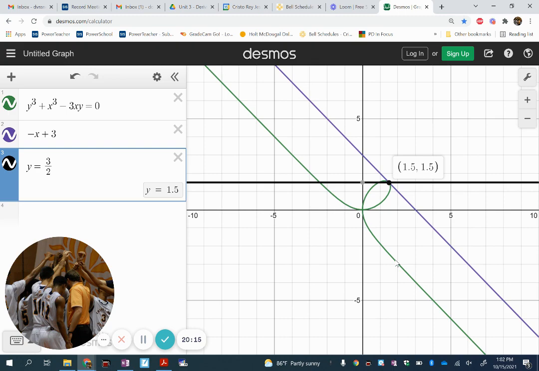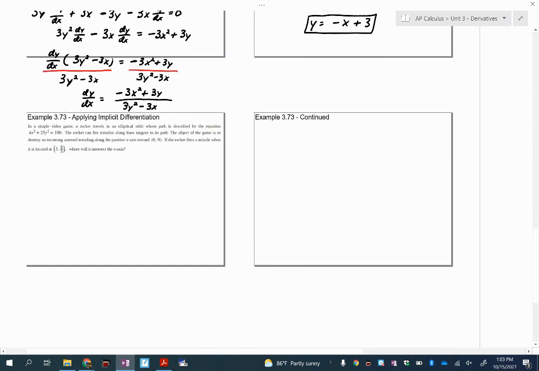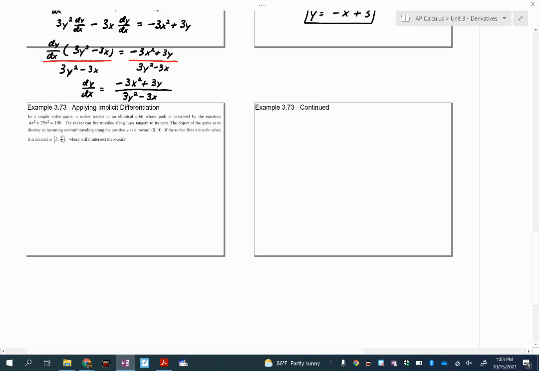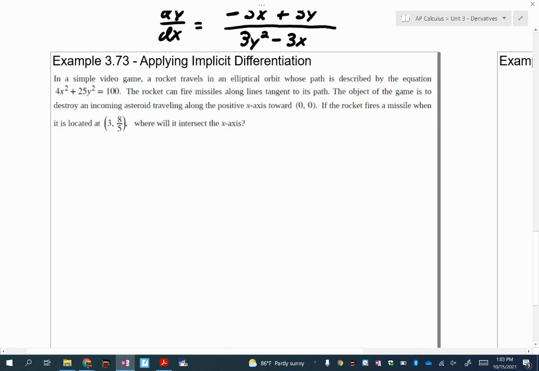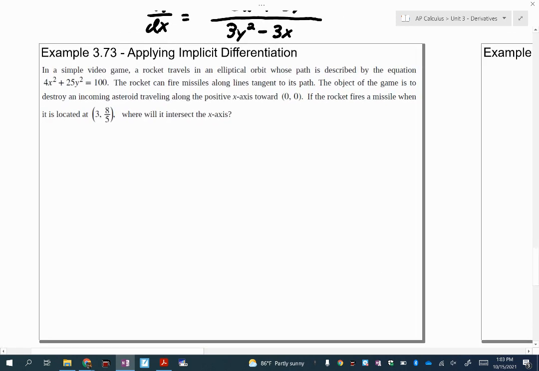Okay? All right, let's do one more and then we'll be all finished. This last one is going to feel very similar to what we just did, just another example of using implicit differentiation. A big word problem, though, that says we have a rocket traveling in an elliptical orbit. So this is the equation for an ellipse, 4x squared plus 25y squared equals 100.